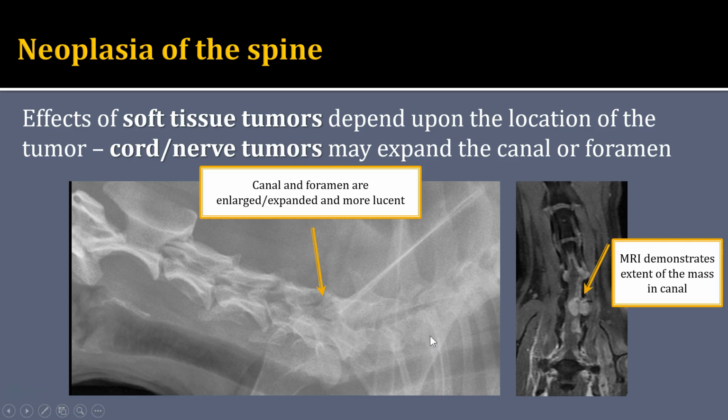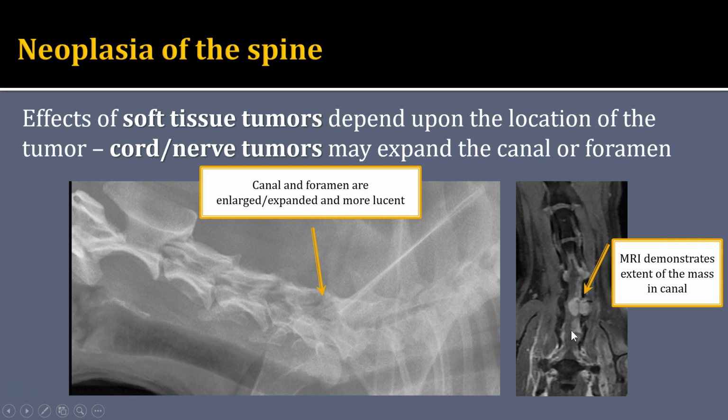So this is a lateral view of the neck of a dog that has a spinal cord and nerve root tumor. And when we look at the junction here between C5 and C6, there is this oval lucency, which is really expansion of the intervertebral foramen there, and then the canal also is expanded where the dorsal lamina is a little bit more focally and dorsally changed compared to the other dorsal lamina.